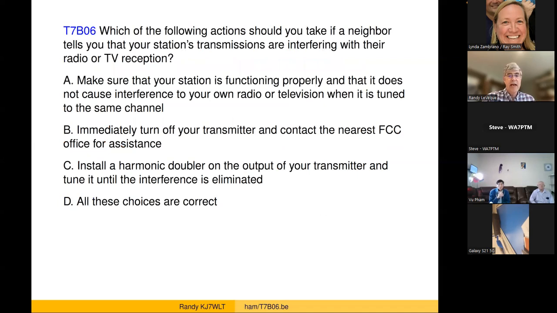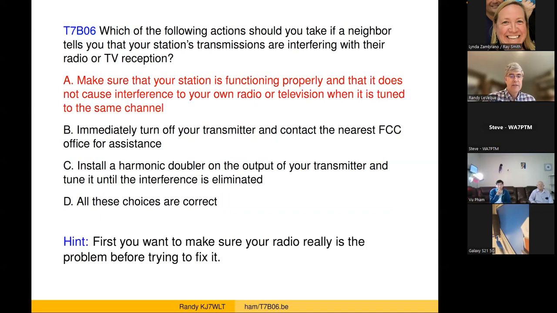Which of the following actions should you take if a neighbor tells you that your station's transmissions are interfering with their radio or TV reception? So if they come knock on your door and say, I'm getting lousy reception on my radio or my TV, and I'm sure it's your ham radio that's to blame, what should you do, or what's the first thing you should do out of these choices?